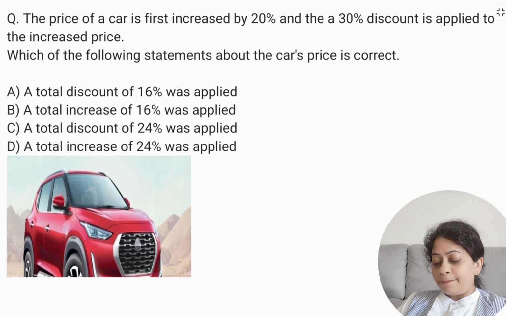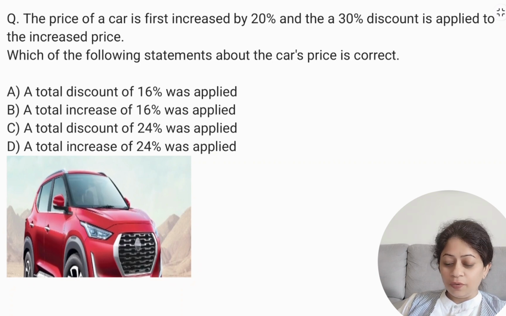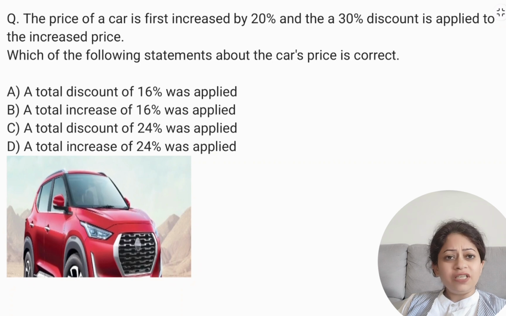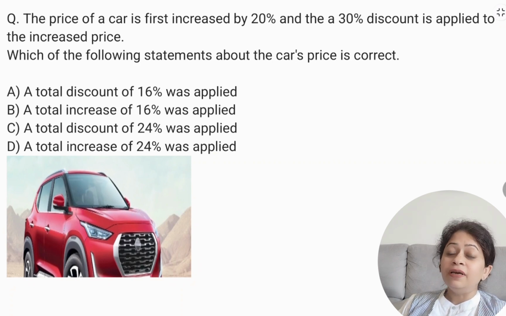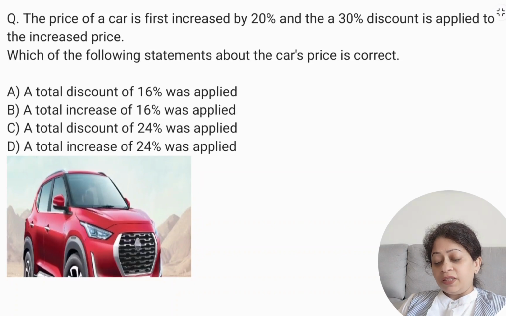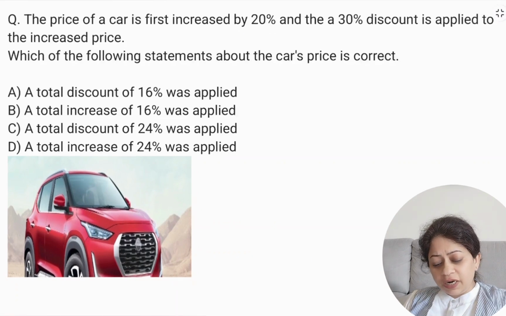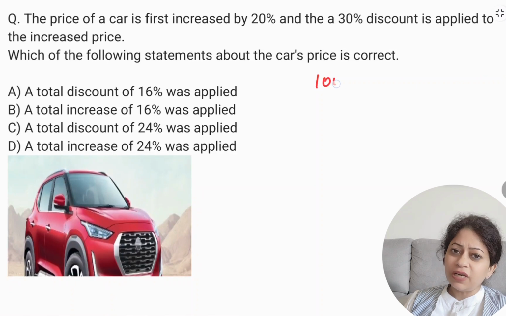It says the price of a car is first increased by 20%. Okay, so I do not know what the price is. So when you have this type of question in competitive exams and you do not need to figure out the exact answer, then what do we do? The price of a car is increased by 20%, right? So let us say the price was 100 in the beginning, because I do not know the price, so I will start with 100.